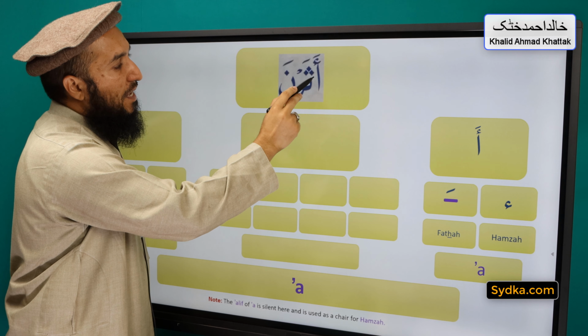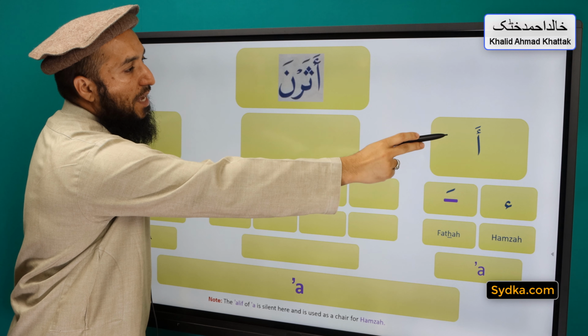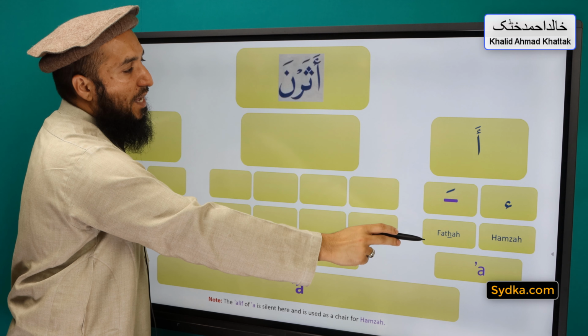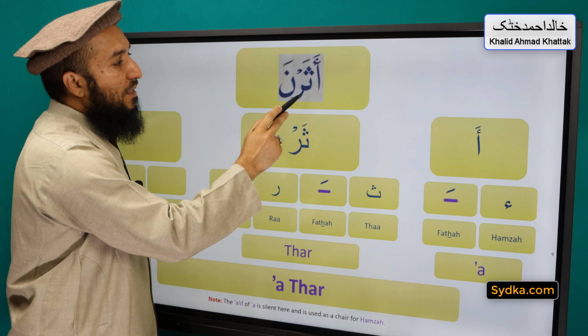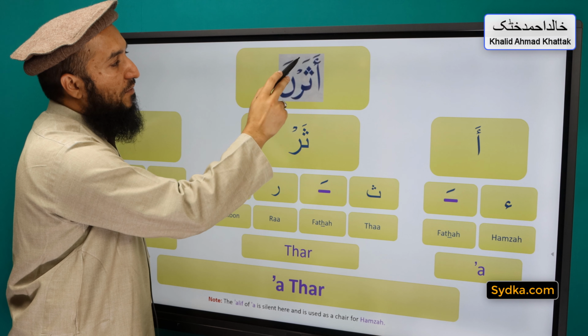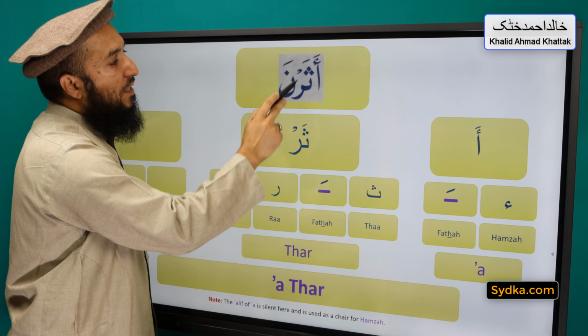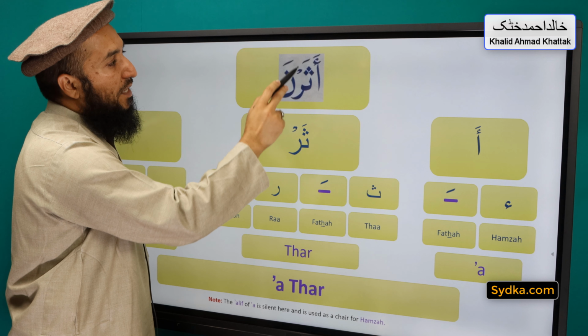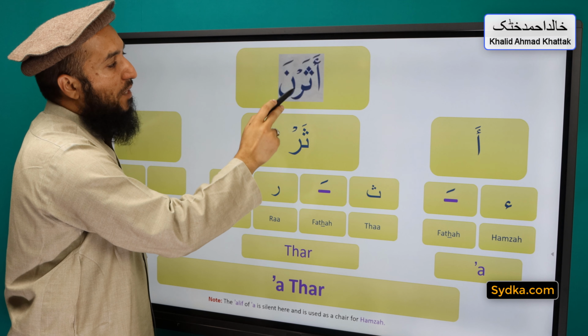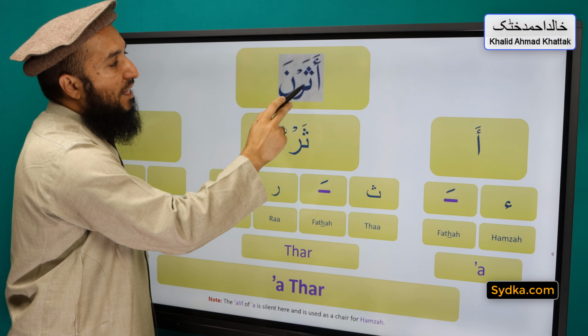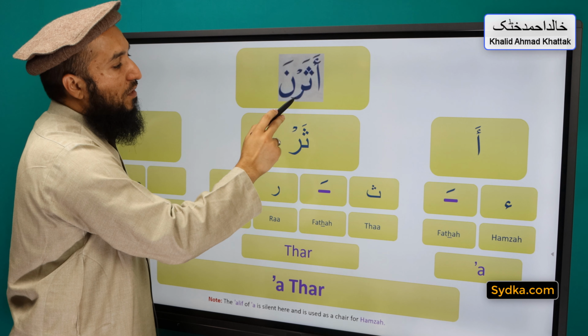Hamza fatha a. The second syllable we have is tha fatha ra sukoon thar. Tha is a light letter, it has fatha on top of it, it is followed by ra, and ra has a sukoon. Tha fatha ra sukoon thar.